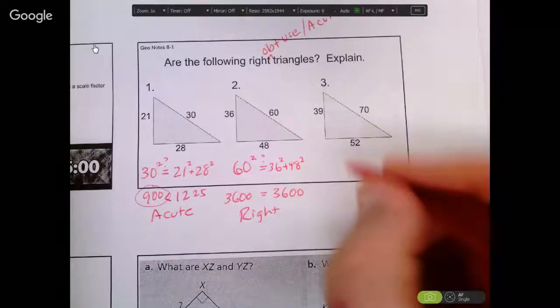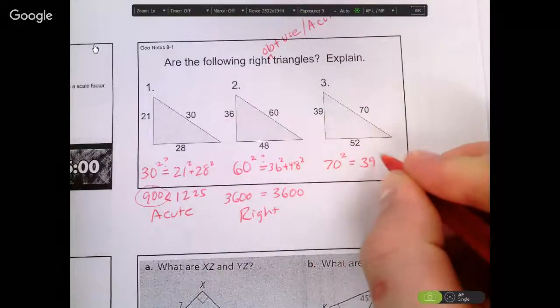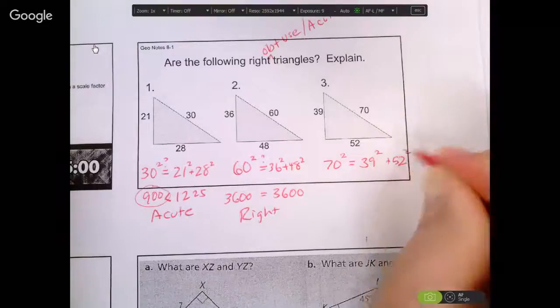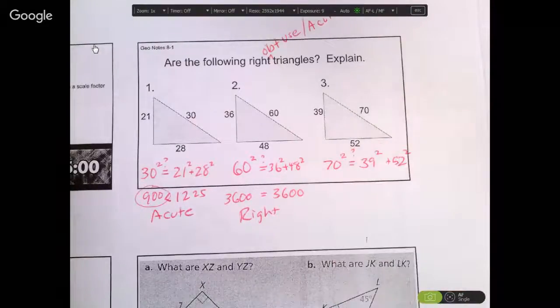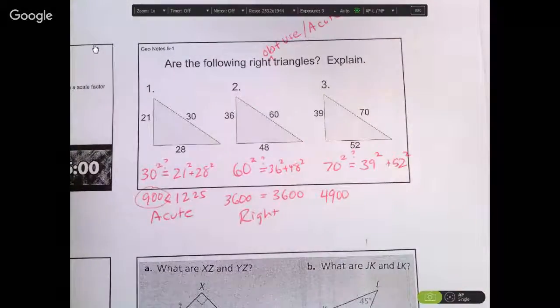And we could probably almost guess what the last one's going to be. Obtuse. Let's just call it obese for the rest of this.